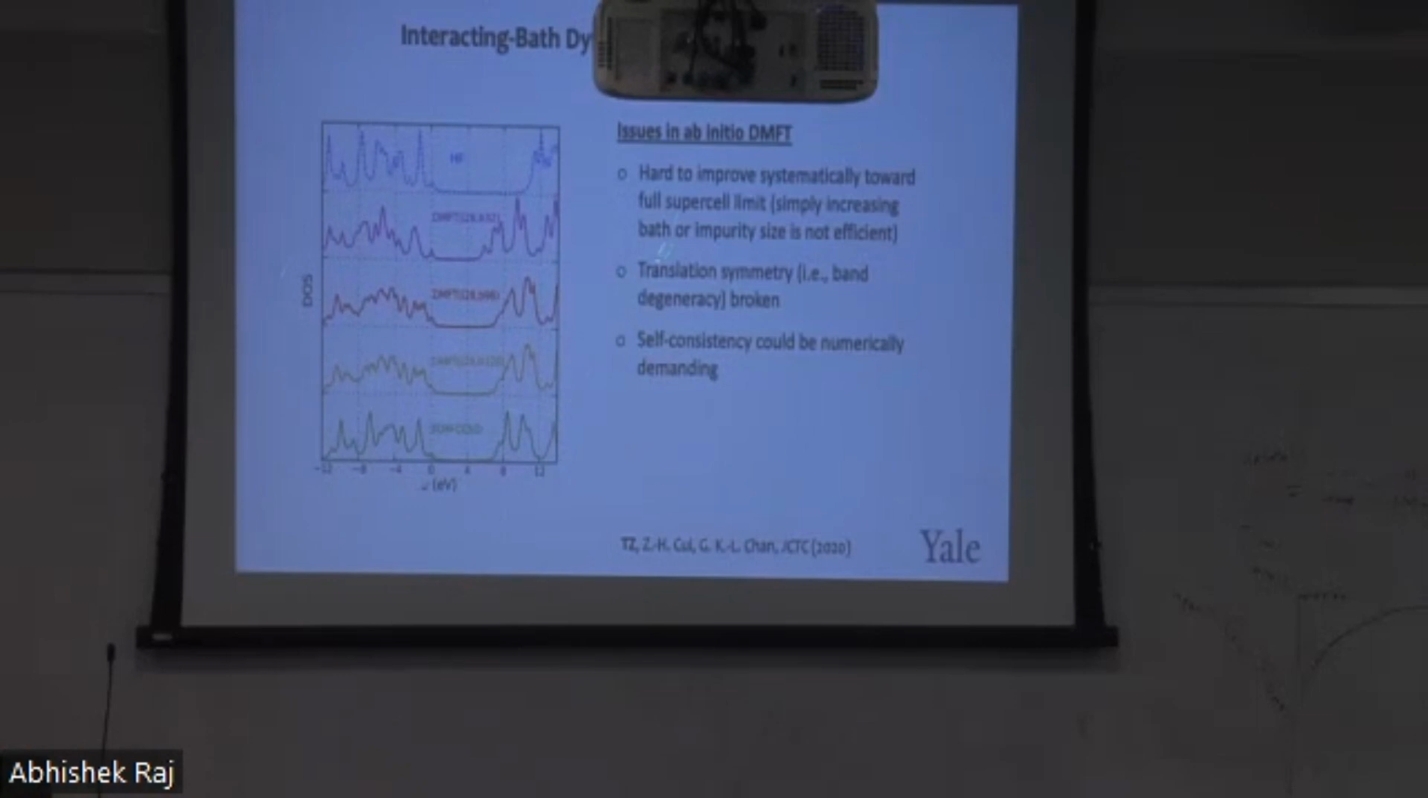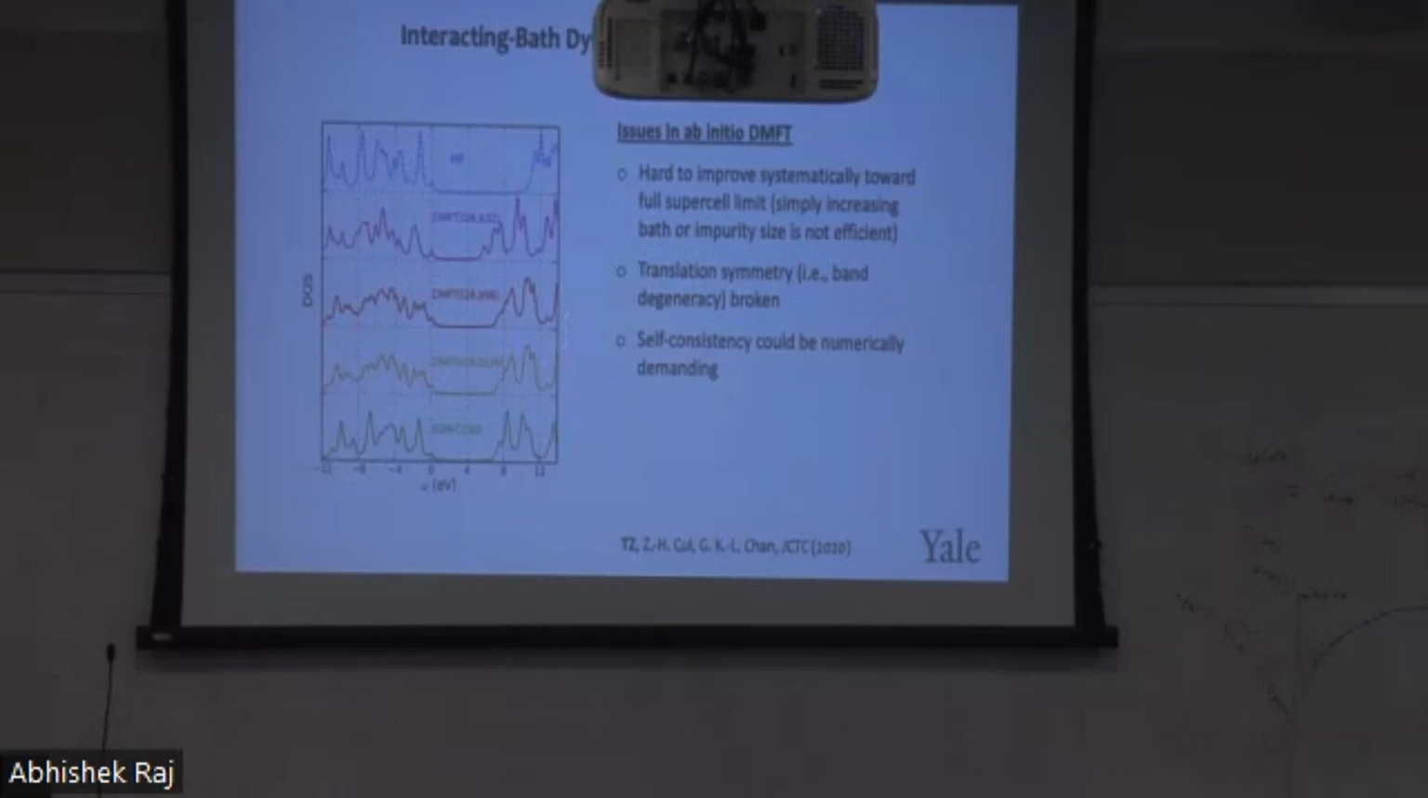The bad thing about this is it's hard to improve systematically towards the full supercell limit, meaning that if you simply increase your bath state size or impurity size, it's not actually going to give you a better result very quickly. You expect that if you increase the impurity size, maybe double it or triple it, you will go from 0.25 eV to within 0.05 eV, but that is not actually happening.